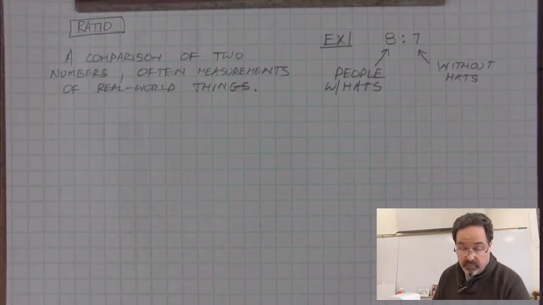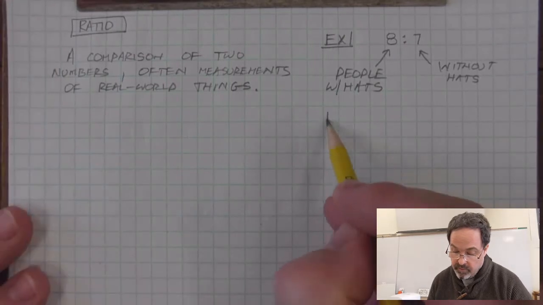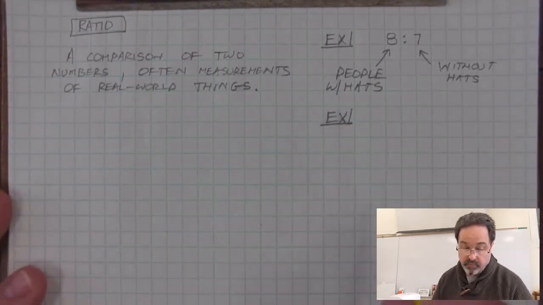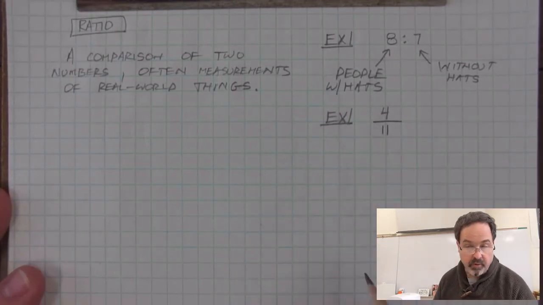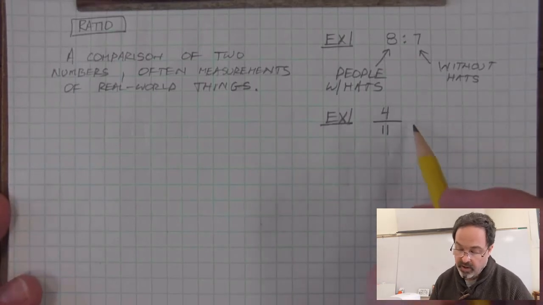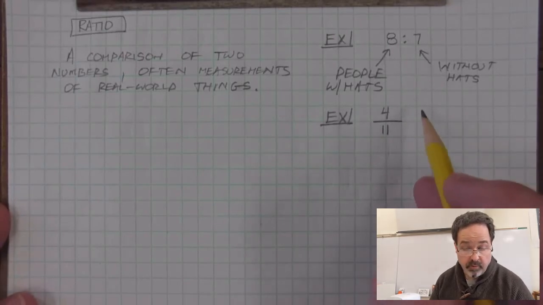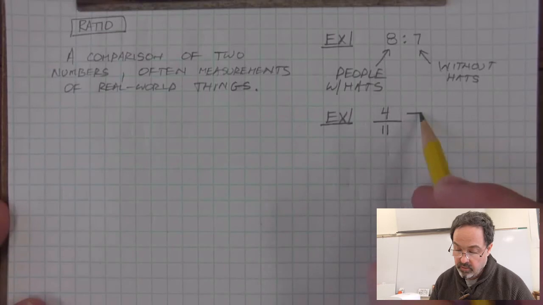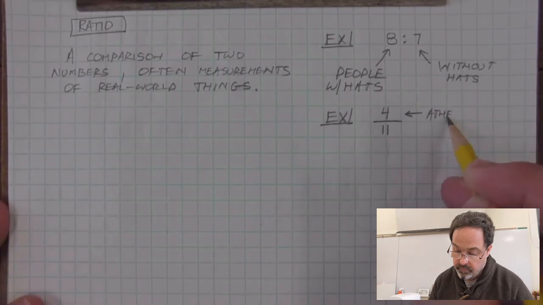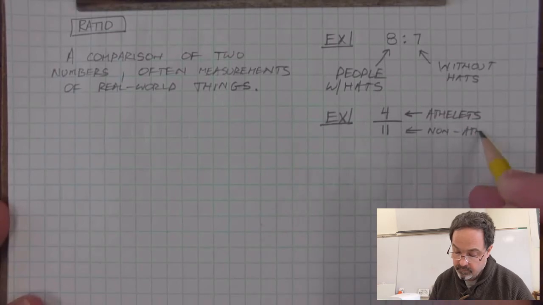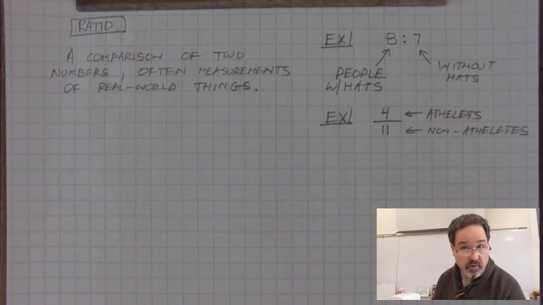There are a few different ways to express ratios. We could give another example of a comparison of two numbers in fraction form. We could compare 4 and 11 with a fraction bar. And we could imagine that we asked the same 15 people who was an athlete or a performer and compare them to those that do not play for an athletic team or perform. A comparison of athletes to non-athletes.